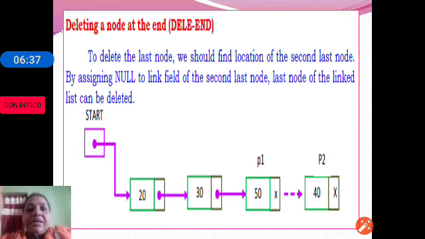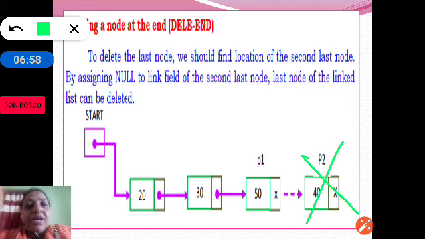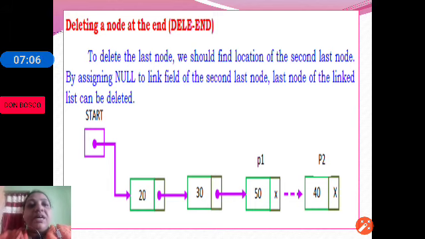Deleting a node at the end. We want to delete the node which is at the end. For example, imagine the node at the end is 40 and we want to delete it. Before deleting 40, I have to make the previous node's link null. That is, if I delete this node P2, I have to make the previous node's link null. That I have to take care of. So to delete the last node, first we should locate the second last node and assign null to the link field of the second last node. Then the last node can be deleted. Let us see the algorithm for this.